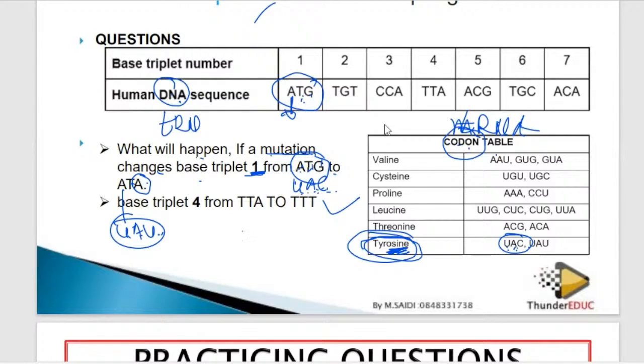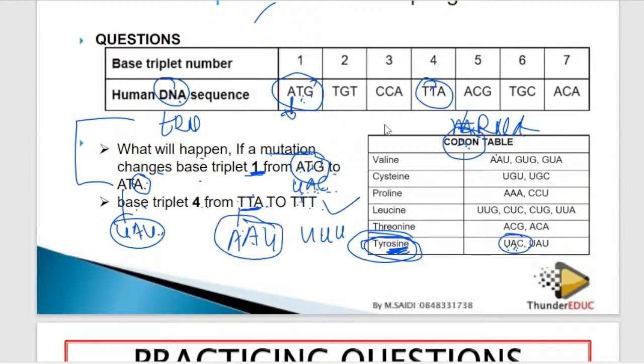Then, what about base triplet number 4? So this is the first instance. The second instance: what will happen to a protein if the base triplet number 4, ATA, is changed to ATT? So ATA, I have to convert it because the DNA, I need them to be in messenger RNA. ATA is going to be, T goes with A, U. And then this one is going to be U. So now I say that this will change into this. This will code for this, and this will code for this. Cool. That's point number 1.